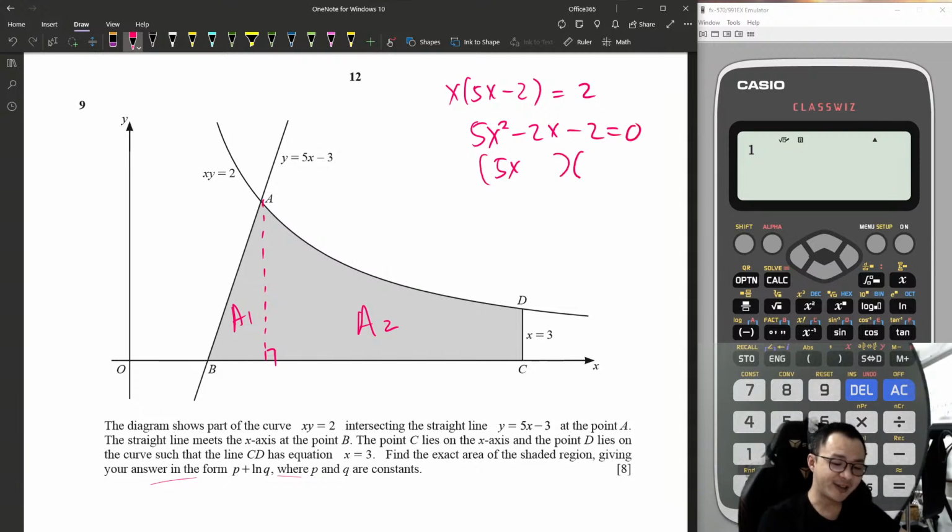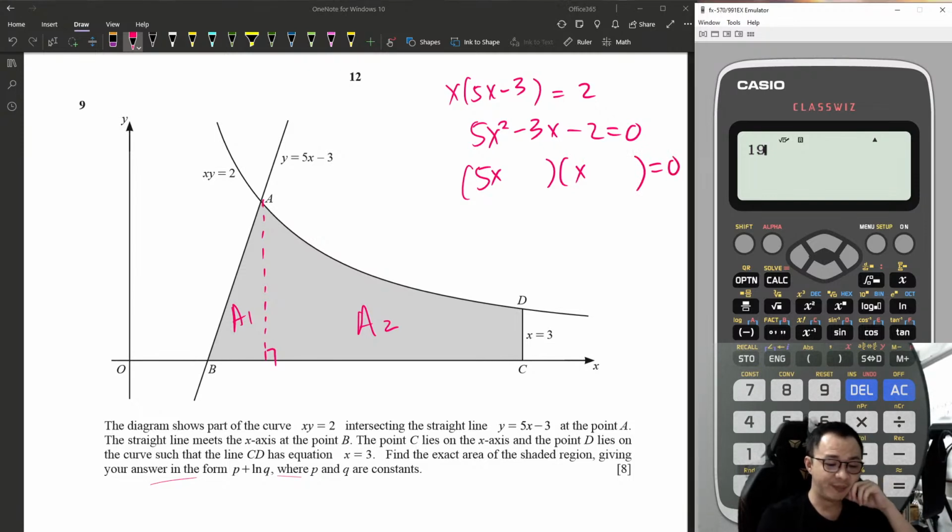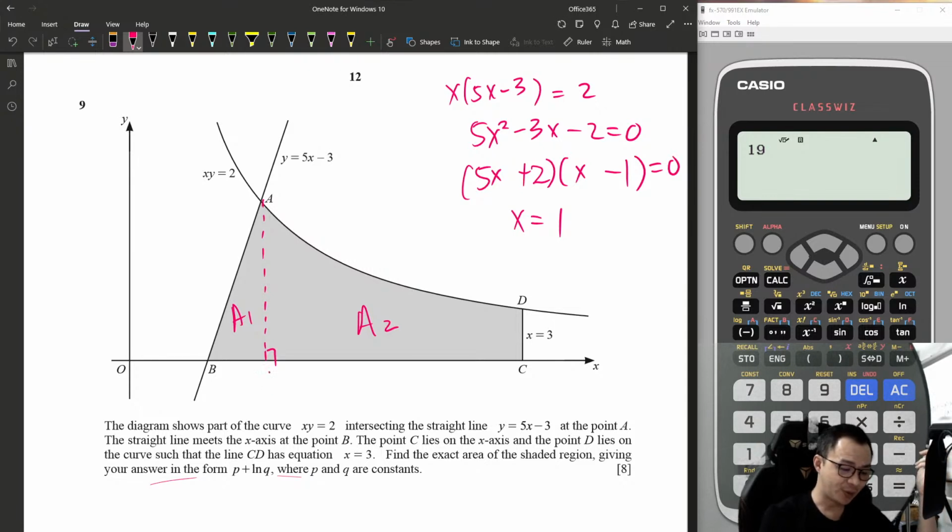So this is 5x, this is x. Minus 3. What's wrong with my eyes? I always get this kind of stupid mistake. Yeah, learn from me. Okay, now I think I can get it easily. So 2 and 1, isn't it? And minus and plus. So x equals 1, and the other one I will reject because this one is a positive value. x equals 1.